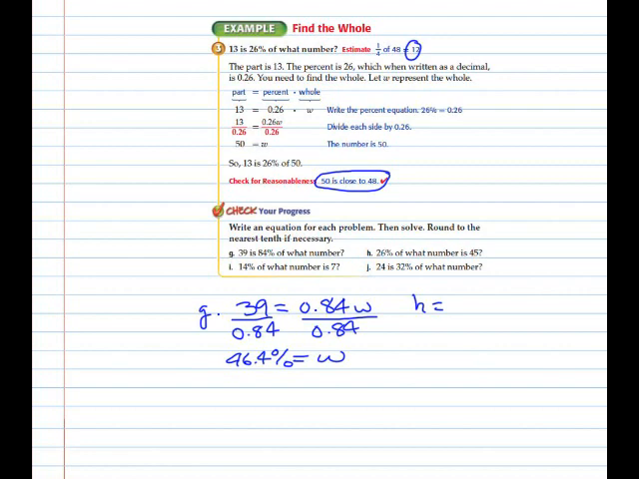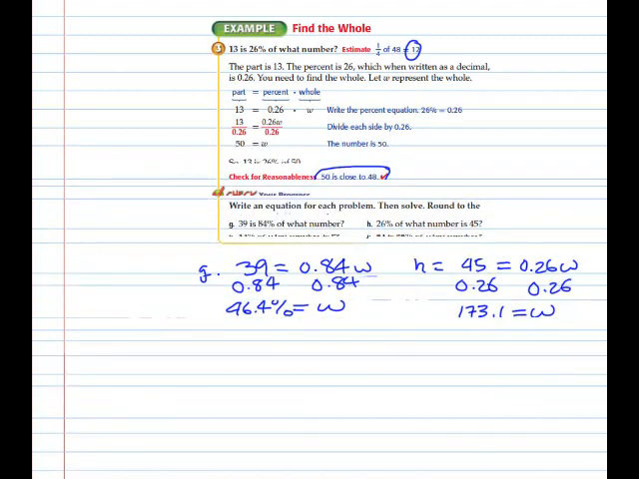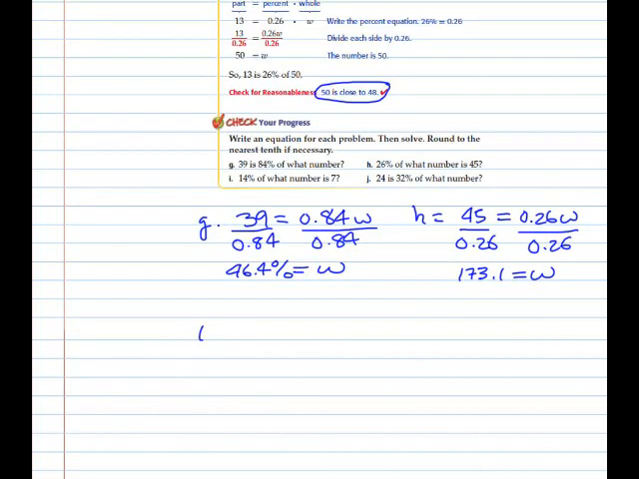Example H. We know the part, 45. We know the percent, which is 0.26. We're looking for the whole. We divide both sides of our equation by 0.26, and we solve for W with 173.1. So 45 is 26% of 173.1.